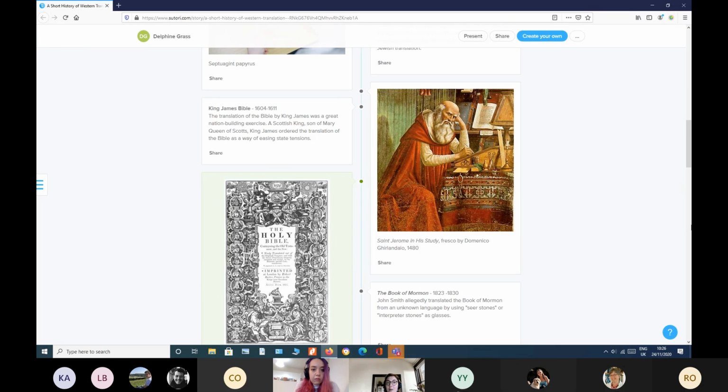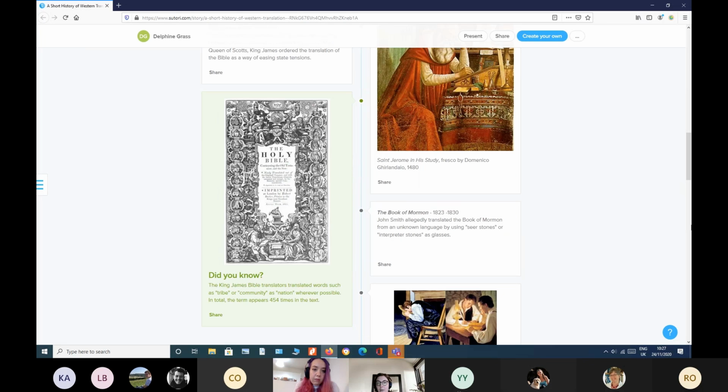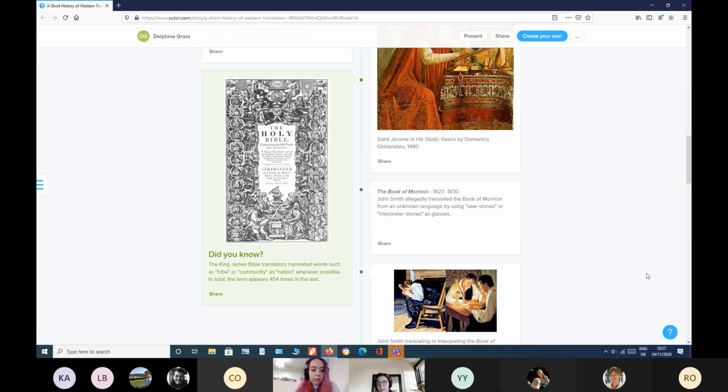Another much later important landmark is the King James Bible in England. The King James Bible was a great nation-building exercise. He was a Scottish king, son of Mary, Queen of Scots, and he ordered the translation of the Bible as a way of easing state tensions. For example, the King James Bible translators translated words such as tribe or community as nation wherever possible. In total, the word nation, which doesn't appear in the source text, appeared in the King James Bible about 454 times. So you can see how through a translation, especially of a text as well read as the Bible, you can manipulate culture and change the way that people think about their identity and about themselves in the world.